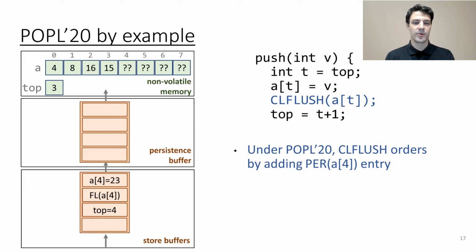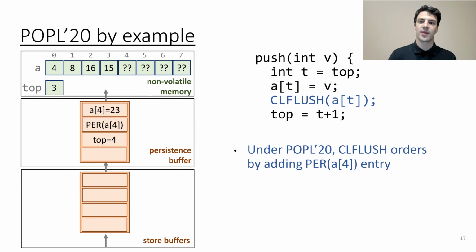So like before, we will have CO flush already issued and with an entry in the store buffer. So there is a FL of A4 there. And let's say that the write to A4 propagates from the store buffer first. Now, as we propagate the FL entry, it will add a new special entry into the persistence buffer, per, which will serve a purpose. So let's say that now the write to the top propagates, and here we get to the purpose of this per entry.